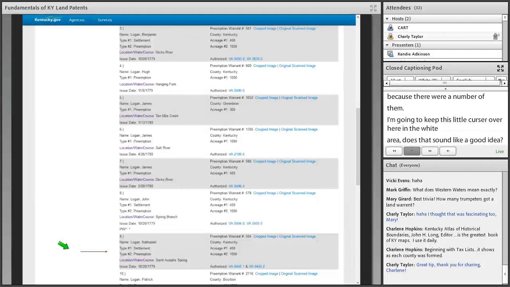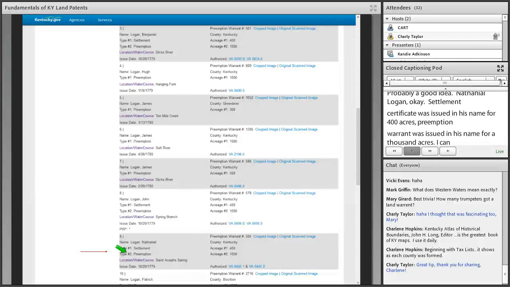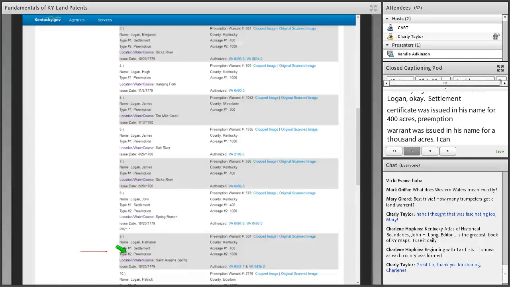Nathaniel Logan, okay, sir, a settlement certificate was issued in his name for 400 acres, a preemption warrant was issued in his name for 1,000 acres. I can use the gazetteer right here by clicking location watercourse. I will be taken immediately to the gazetteer, and it will tell me where St. Asaph Spring is, what county. Under preemption warrant, I have two choices, cropped image and original scanned image. And then I see in the authorized field, it tells me what patents were authorized by that certificate of settlement and preemption. This matches the information from that blue book, the master index that we talked about a few minutes ago.